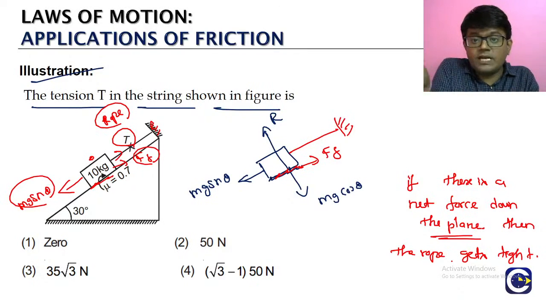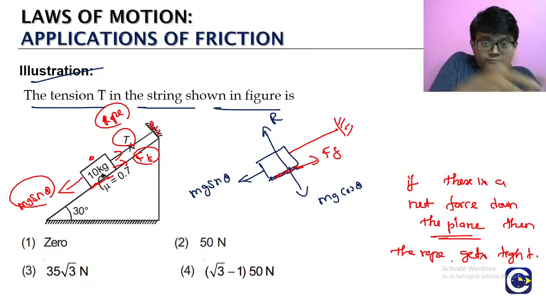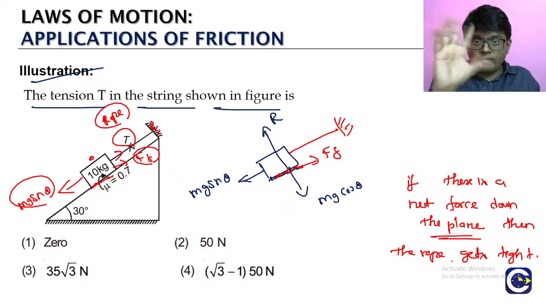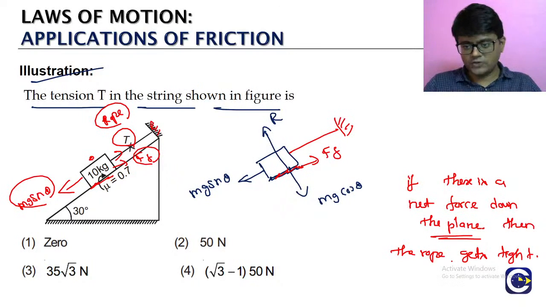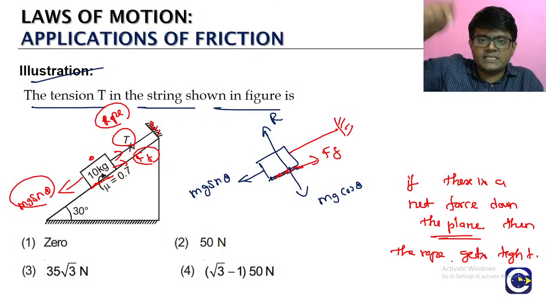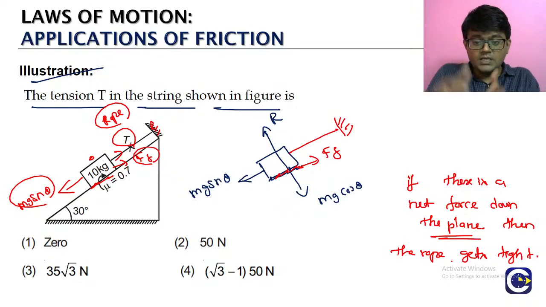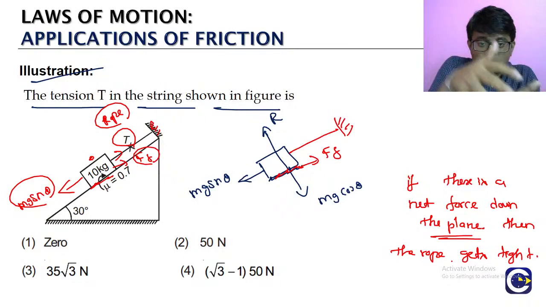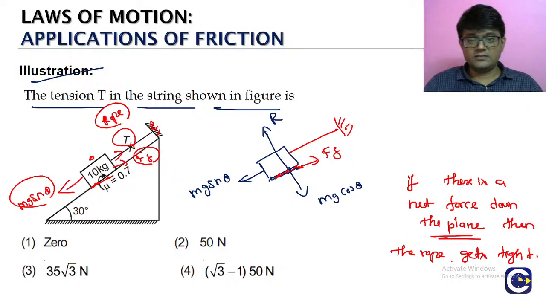You are connecting it to the hinged point, but unless there is a net force trying to pull the block down, the rope will not become tight. This point we have to be careful. Like this, you are putting a weight. If it is going to go down, the rope becomes tight and the tension comes into picture. If the net force down the plane is not there, the rope will not become tight. Then tension in that string will be what? Zero. So this part we have to be clear.